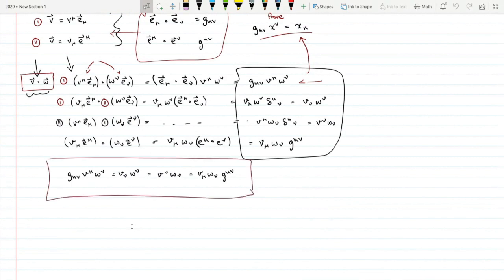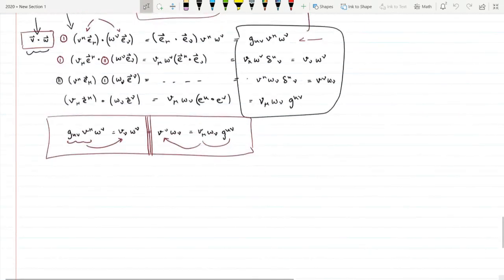So does everyone see, if you break this up into two, what does the left hand side tell you? It tells us that this metric lowers the vector. And the right hand side tells you that the metric here raises. Can everyone see the proof from this? Any questions?